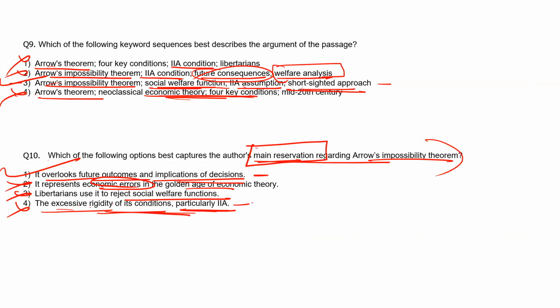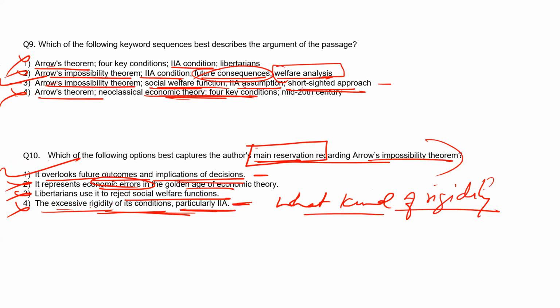excessive rigidity, and then again, in this question there is another challenge in this option, that excessive rigidity. What kind of rigidity? See, what kind of? Suppose this option A was not given here, then fourth was okay. In absence of A, fourth was okay. But then what kind of rigidity? And what is the implication of that rigidity? That is not given in this. So it overlooks future outcomes and implications of decisions. This definitely gives you a more pointed answer to this main reservation question. That's why one was correct.